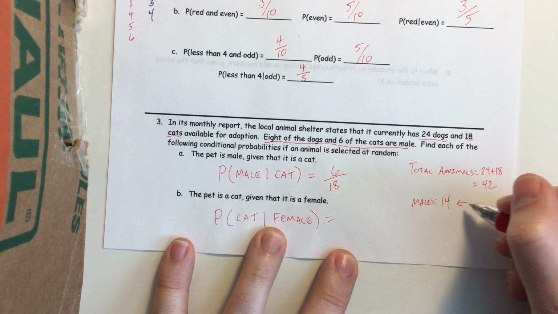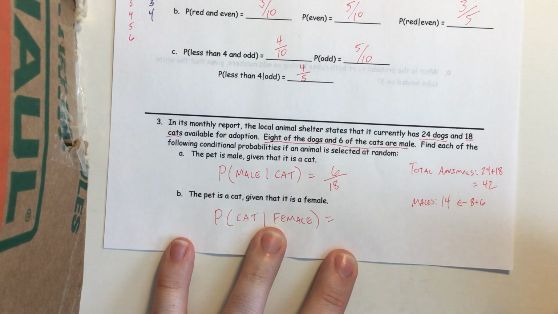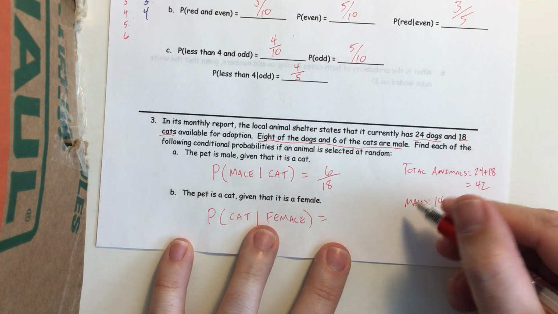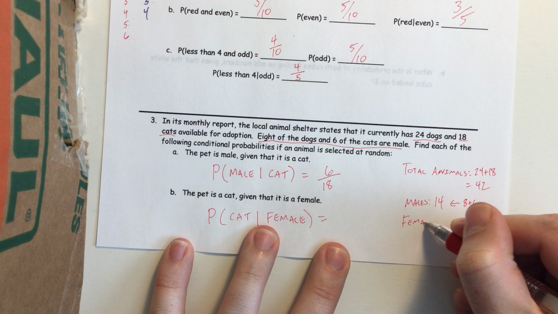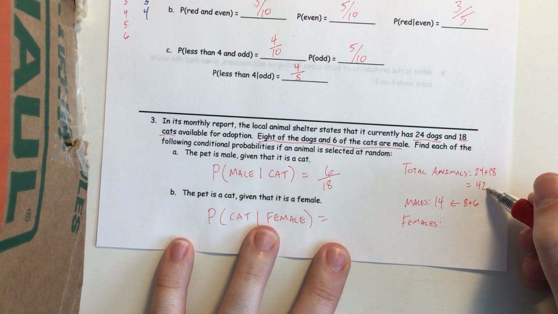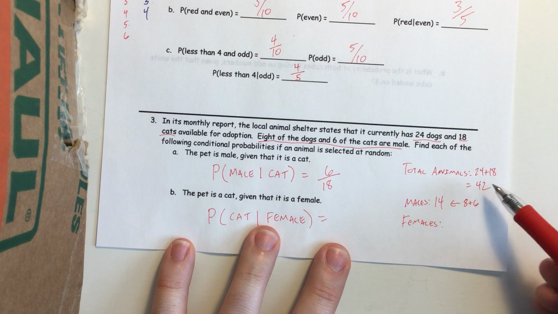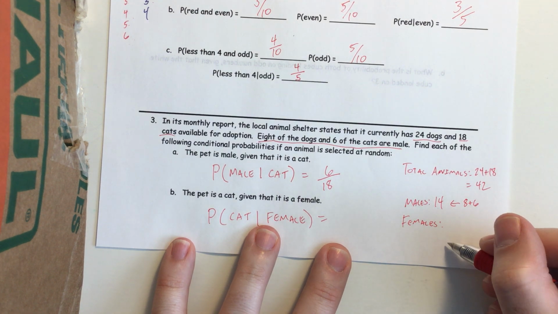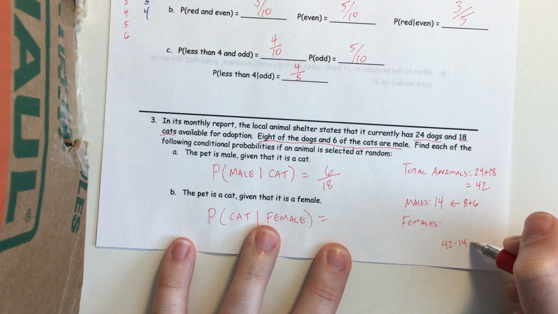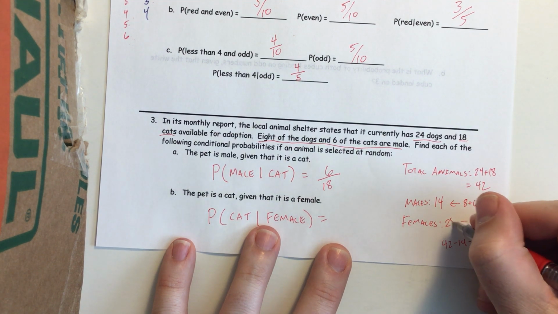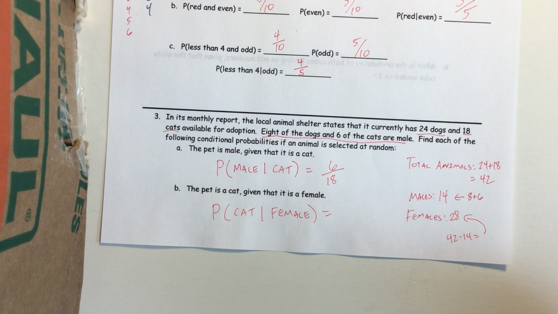Now I'll write off to the side here, that was 8 plus 6. So how many females must we have in this shelter? Well, if we have 42 animals total and 14 are male, just subtract 14 from 42 to find how many females we have. So 42 minus 14 is going to be 28. So we have 28 female cats and dogs.